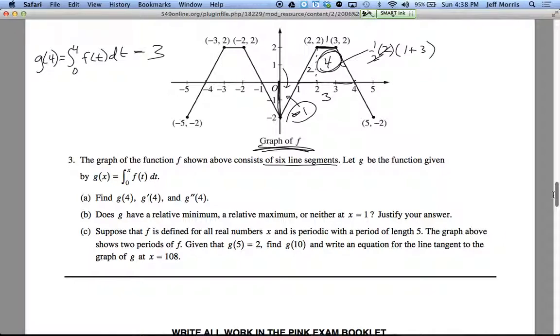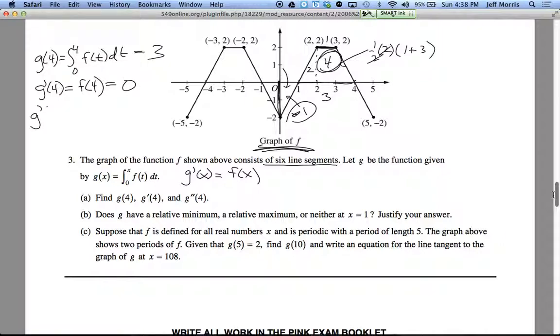3. Okay? G prime of 4. Well, it helps to know what g prime of x is. What is g prime of x? FTC part 1. Just plug what in? So when I find g prime of 4, it's going to be the same thing as f of 4, which is what? You're looking at f. f of 4 is just the point at 4, so it's 0.